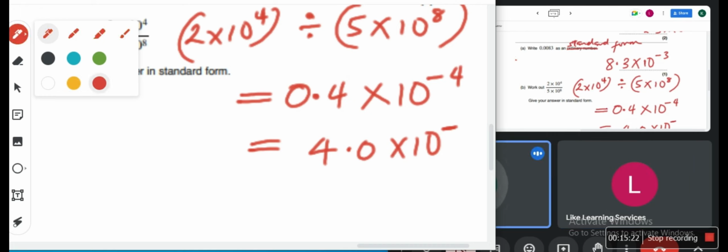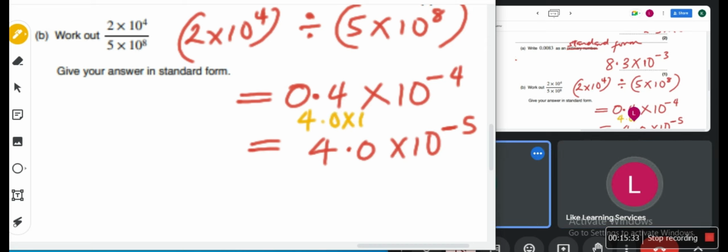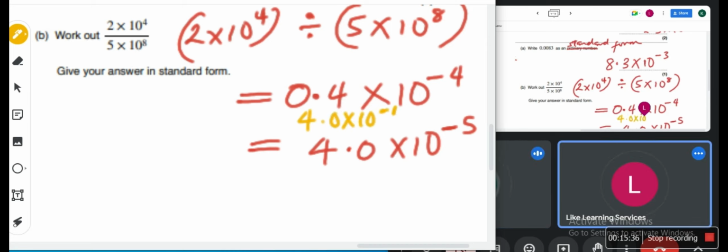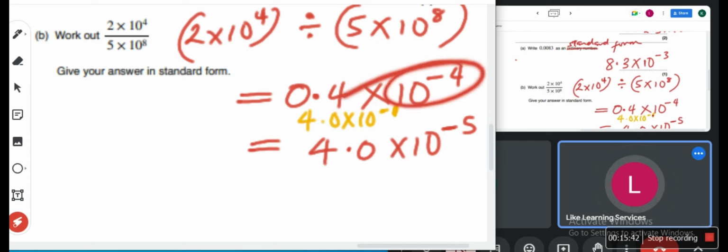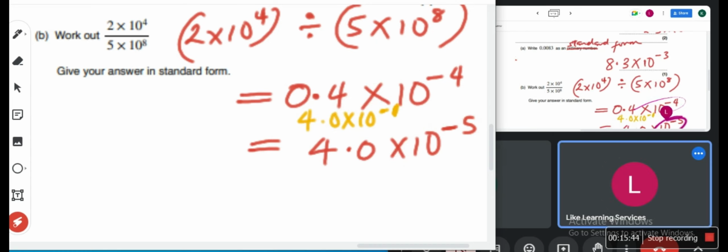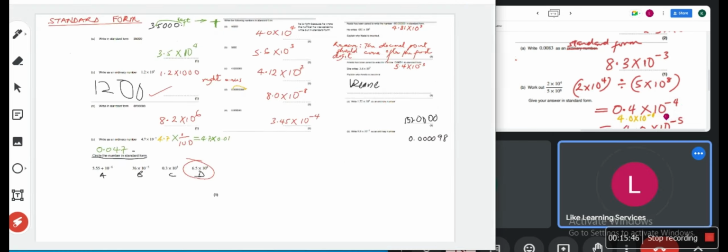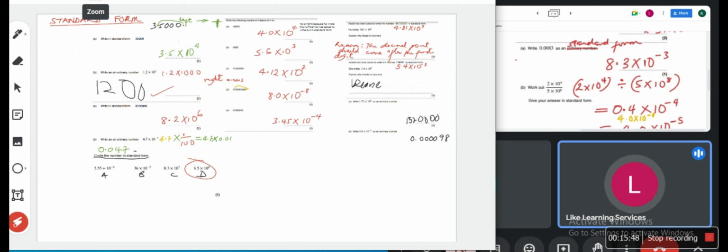The reason is this 0.4 alone is 4.0 times 10 raised to the power minus 1. We did this last lesson as well. So this and this together will give you minus 5. I think you have gotten the concept.